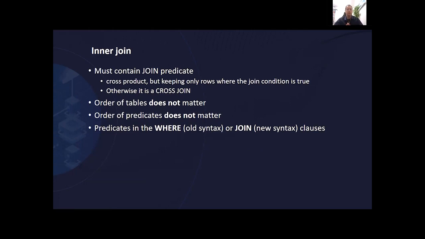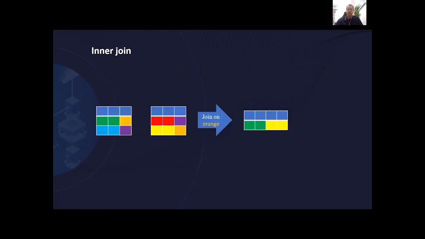Inner join. In this case, we must have the join condition or join predicate. So it's kind of a cross product where we only keep the rows where the join condition is true. So for inner join, the order of the tables doesn't matter, and the same for the predicates. Again, there are two syntaxes available: the old one, which has the join condition in the where clause, or the new one, which has the special join clause in the syntax. So a simple chart. Here we are joining on the orange, so we just get one row back.